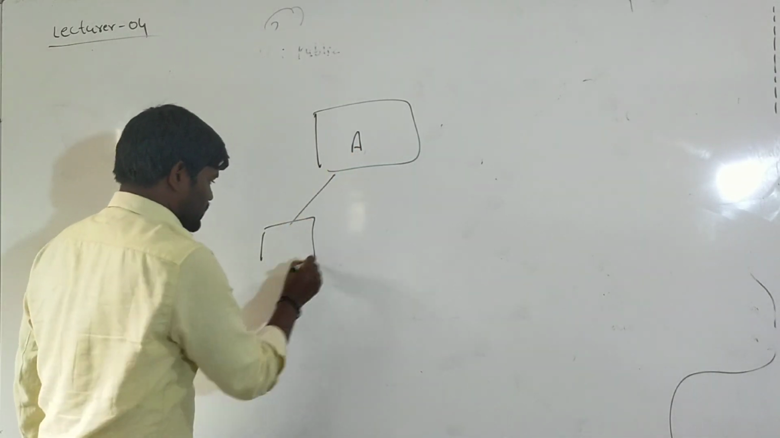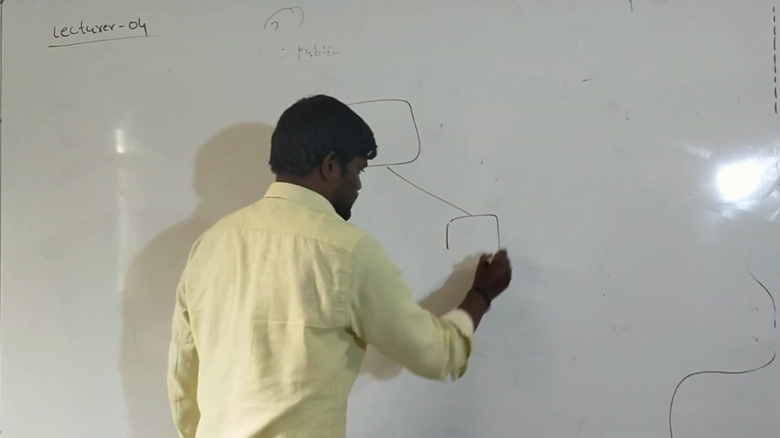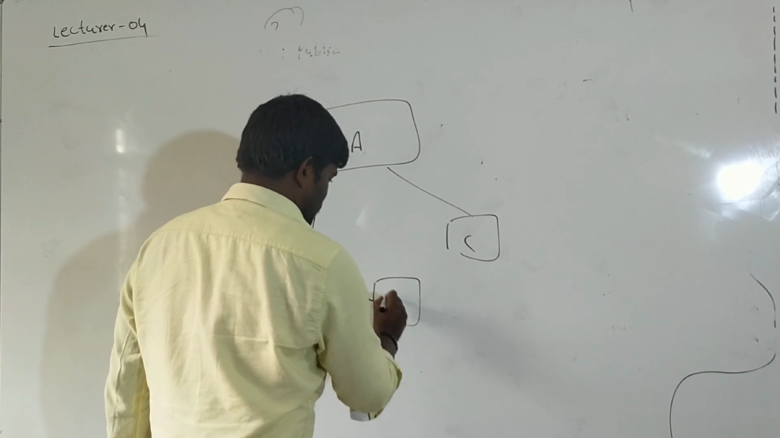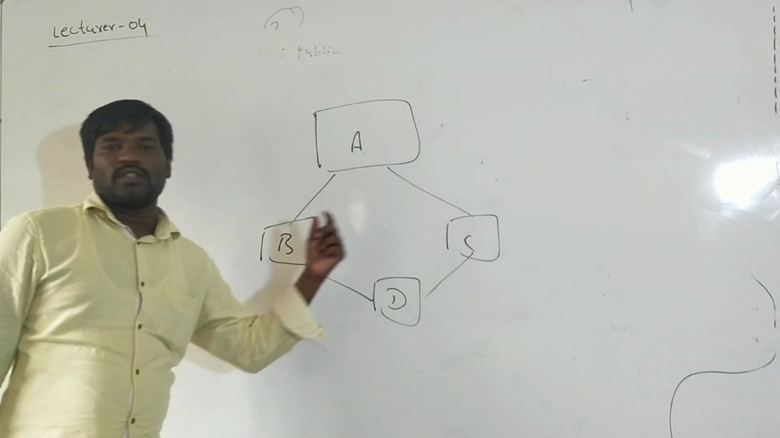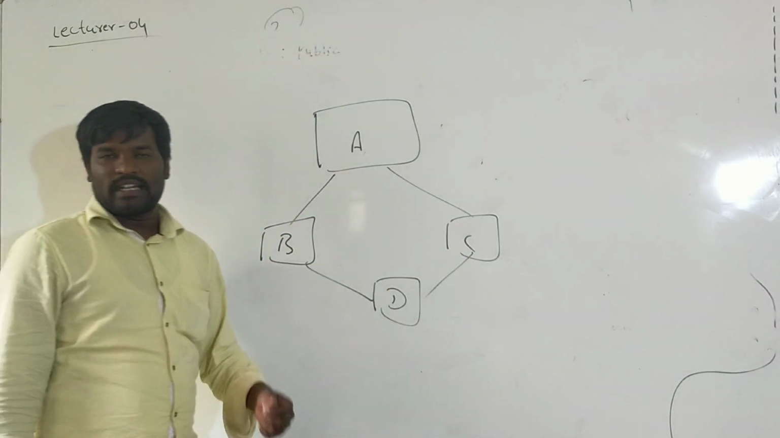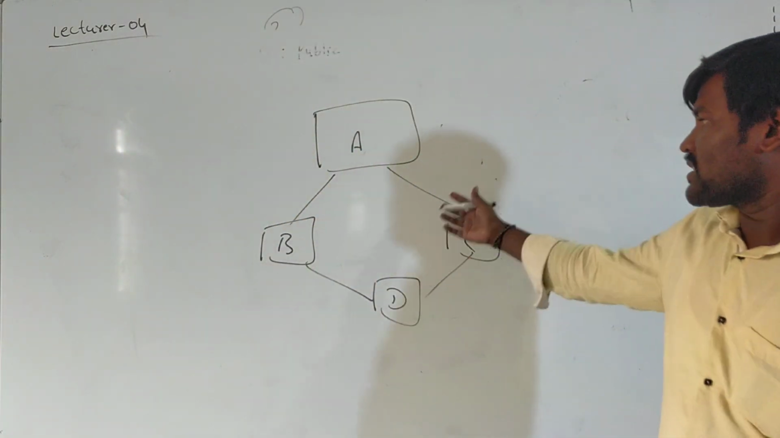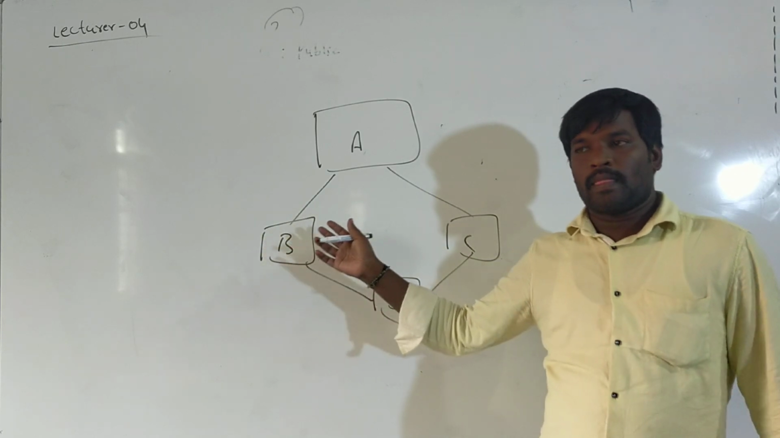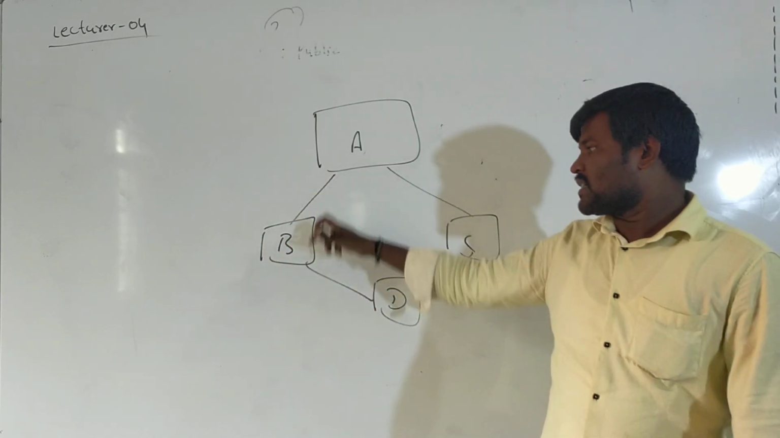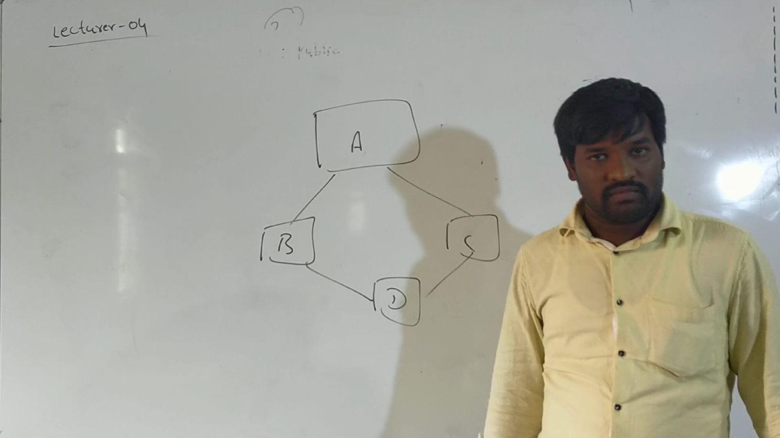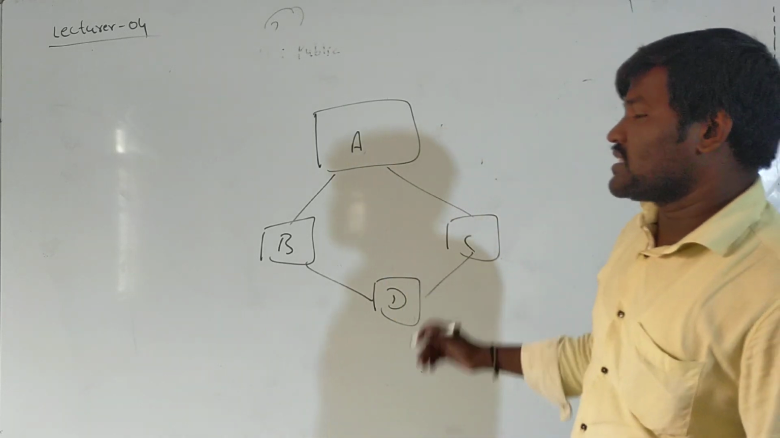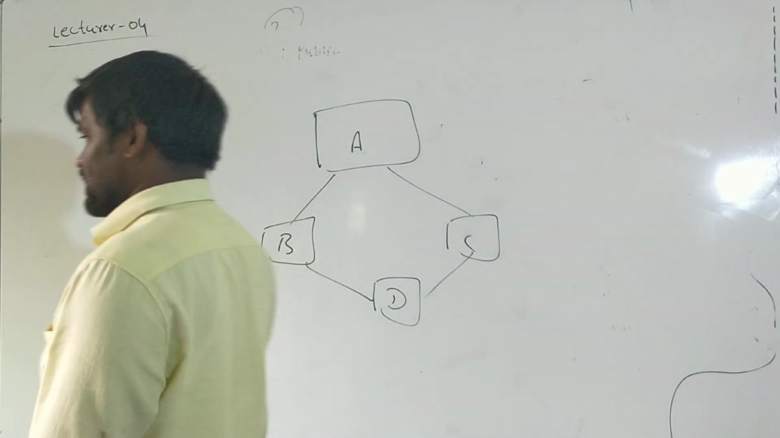Here A is there, here B is there, here C is there, and here D is there. So it is also one type of inheritance. For example, hybrid inheritance. Hybrid inheritance means it is a combination of multi-level, hierarchy and multiple, or multi-level and multiple also. So this is the hybrid inheritance.